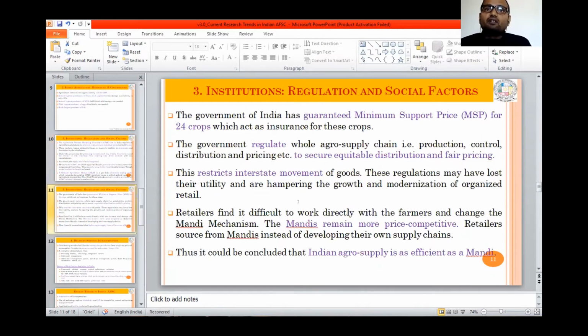Another thing the Indian government has done for its farmers is that it has guaranteed minimum support price. Here the farmers get minimum support price for 24 types of crops, and they get lots of subsidies also. So this is the regulation point of view.